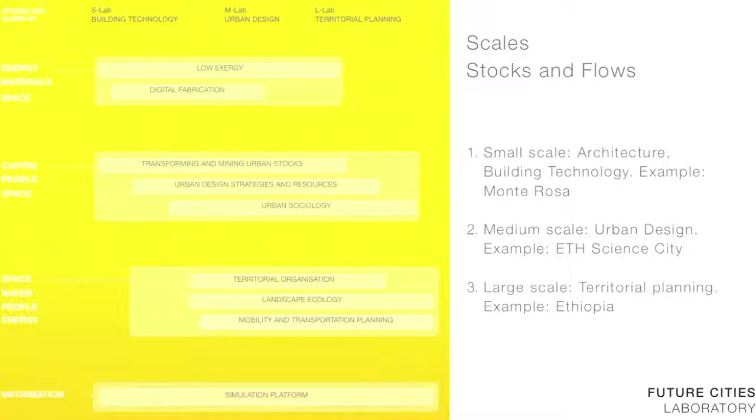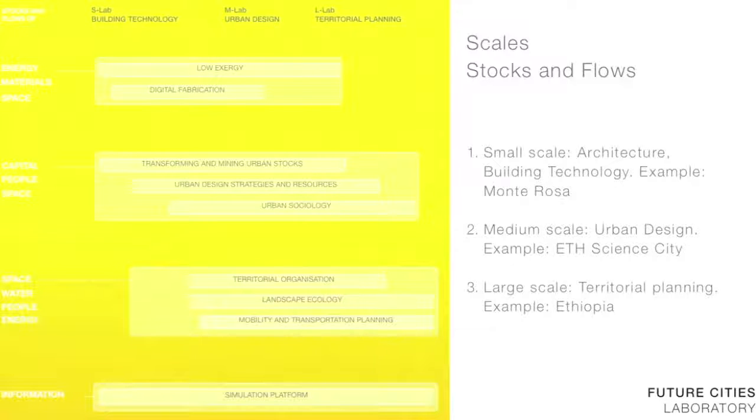We also deal with different scales looking at these cities. You can see these scales at the top: building technology, the small scale; urban design, the medium scale; and territorial planning, the large scale. Remember those scales because they become important again towards the end. And then on the left side, for the first time, you see at the top left this word, stocks and flows, then energy, material, space, capital, people, space, water, people, energy, and information.